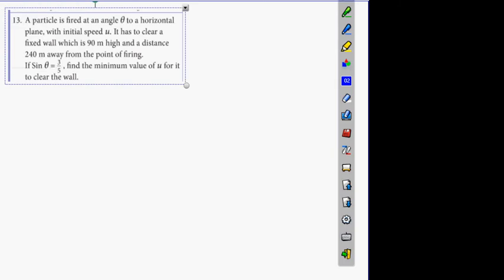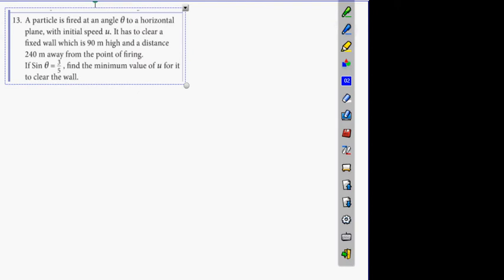So, first question, okay, number 13. The target is fired with an angle θ to the horizontal plane with initial speed u. It has to clear a fixed wall which is 90 meters high and a distance 240 kilometers away from the point of firing. If sin θ equals 3 over 5, find the minimum value for u to clear the wall.